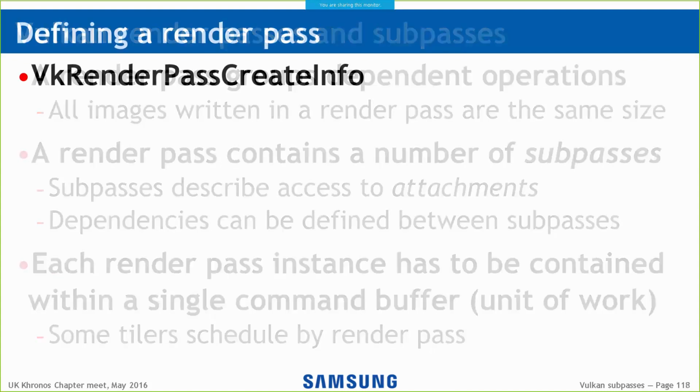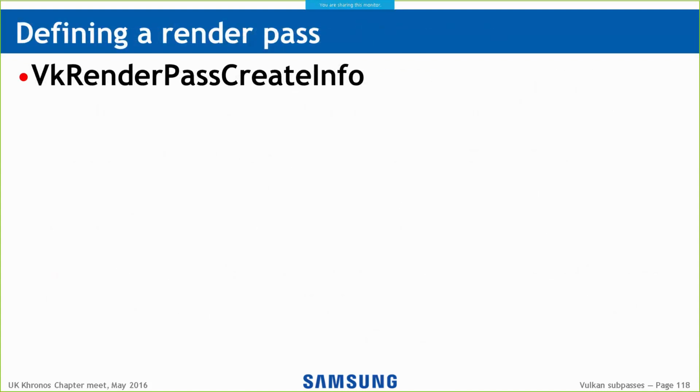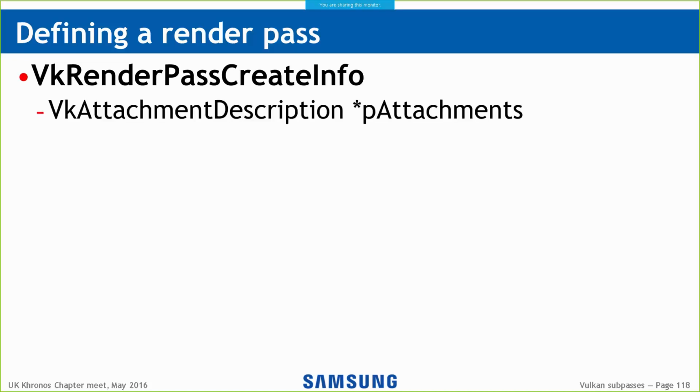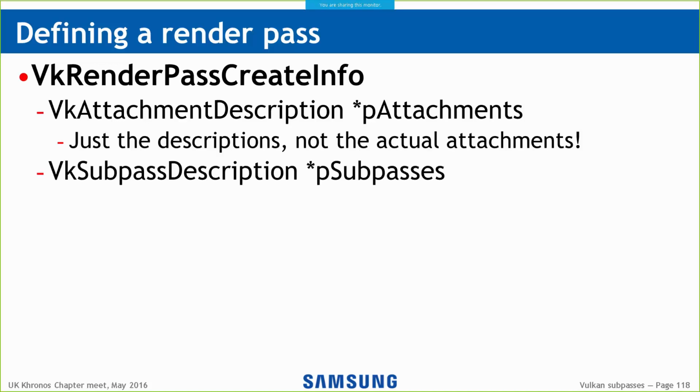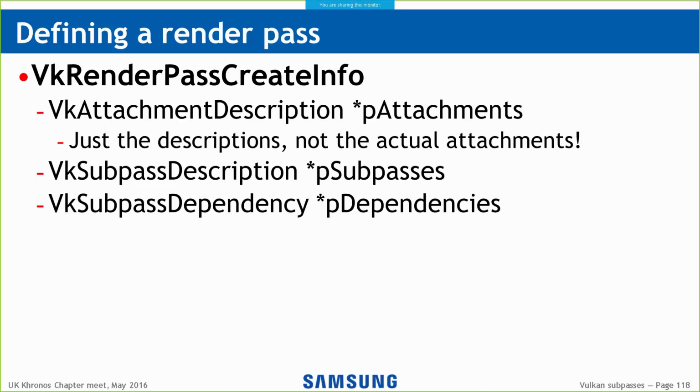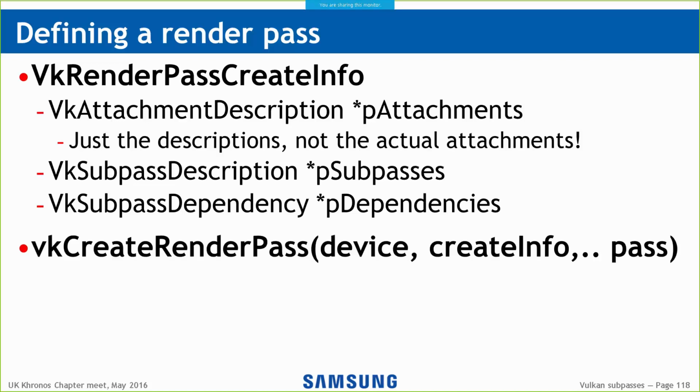Okay, code, sort of. If you are creating a render pass, the way Vulkan tends to do things is you have an object that you hide all the description stuff into. In that case, the object we use to create a render pass has attachments, a list of all the images that you're going to be using. It's just the descriptions of them, it's not the actual attachments at this point. Then a description of the subpasses that you're going to be using, and the dependencies between the subpasses. And then you create a render pass and you get a render pass out, which we'll show you how to use in a minute.